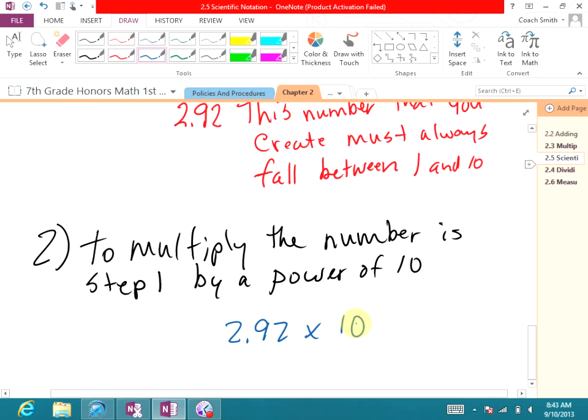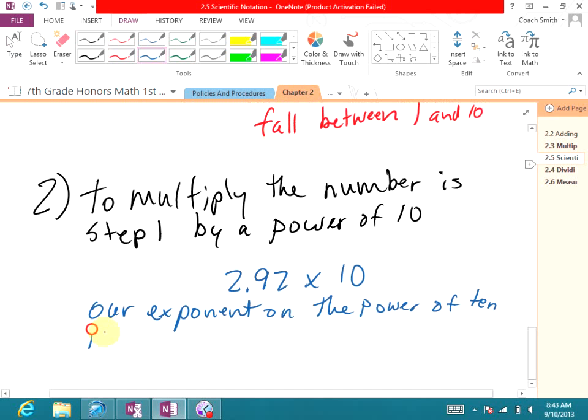Okay? Now, our exponent on the power of 10 is equal to, whoops, there.